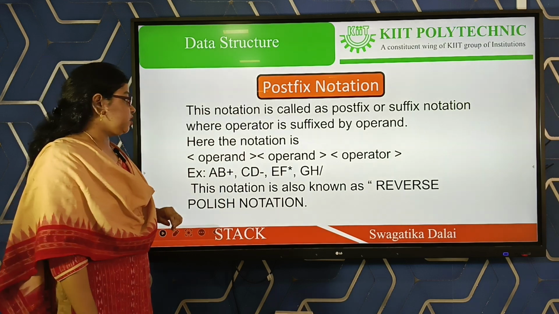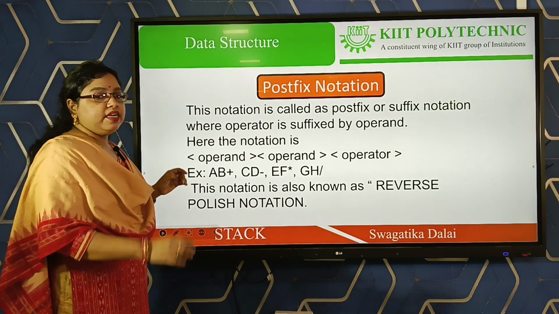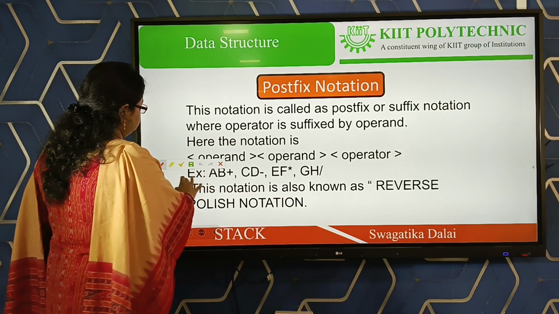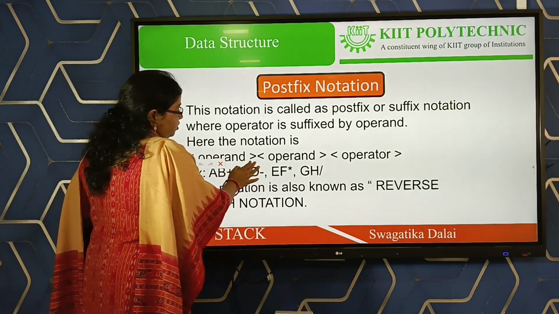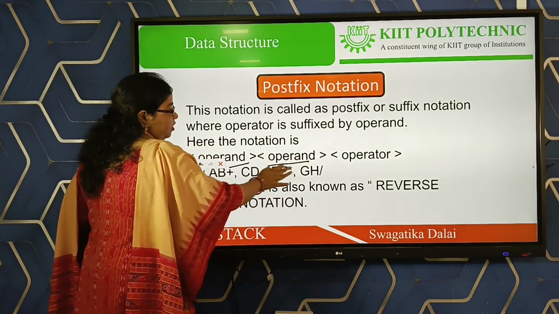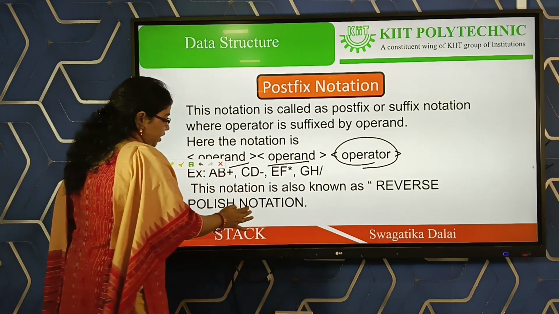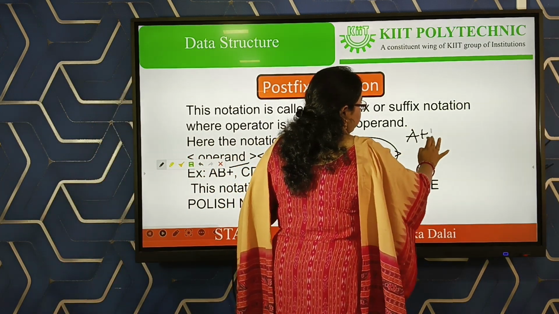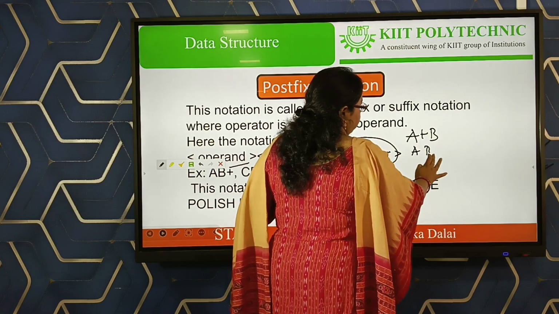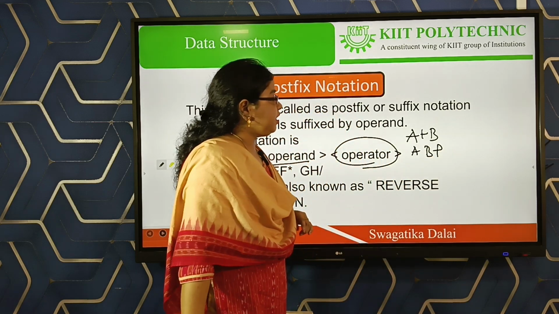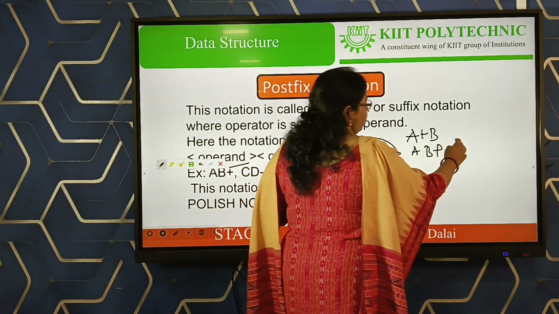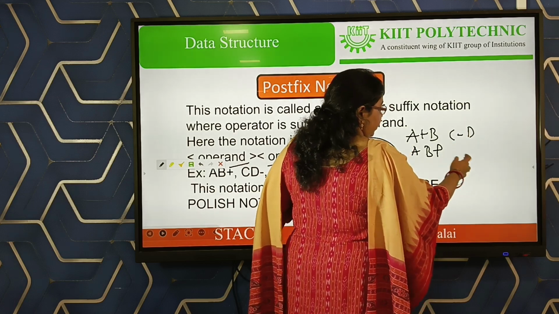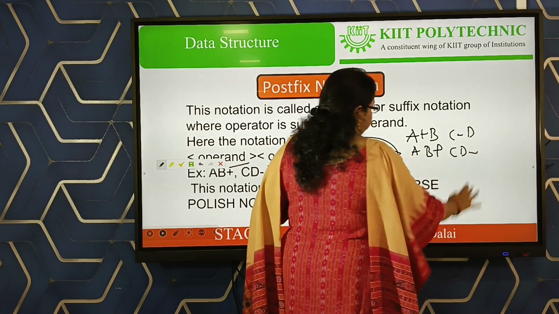The third one is postfix notation. In this notation, the operator lies after the operands. As you can see here, first the operands, then the operator. So for example, A plus B can be written as A B plus. If I write C minus D, I can write it as C D minus.